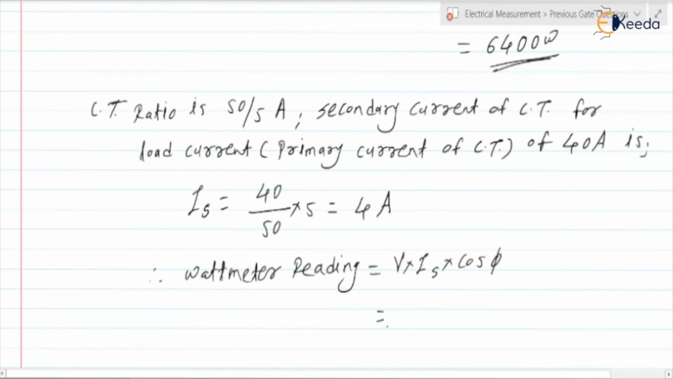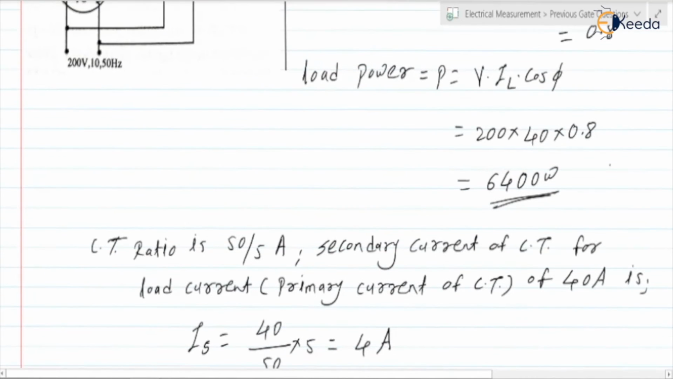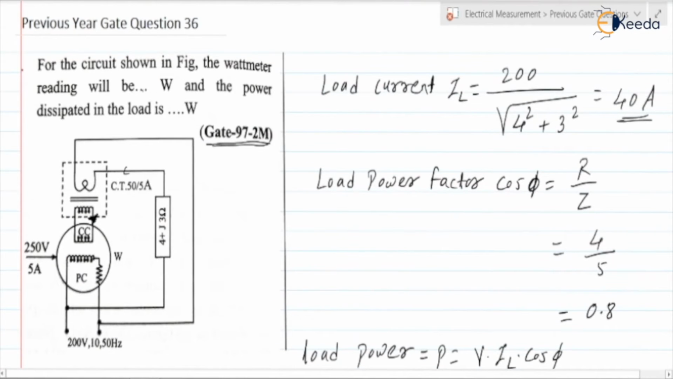So if you check, it is equal to 200 into 4 into 0.8. So this will come equal to 640 watt. Okay, 640 watt, right? So here the answers are: wattmeter reading is 640 and the load power consumed is 6400. So here wattmeter reading is 640 and power dissipated is 6400 watt, right? So friends, this is about the previous year GATE question number 36.